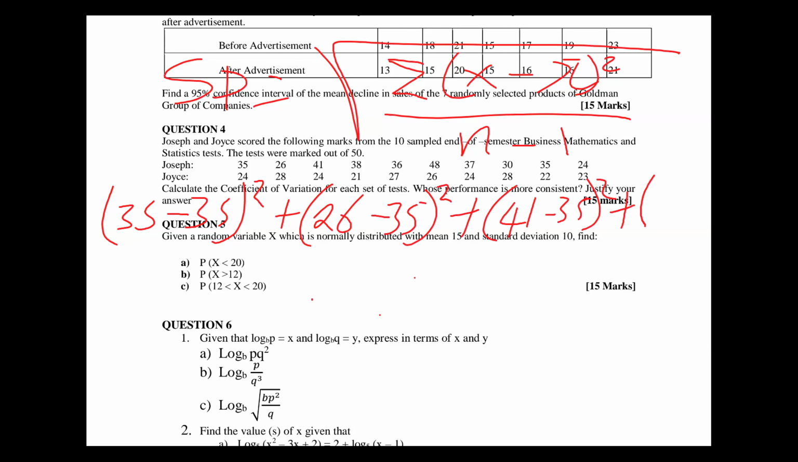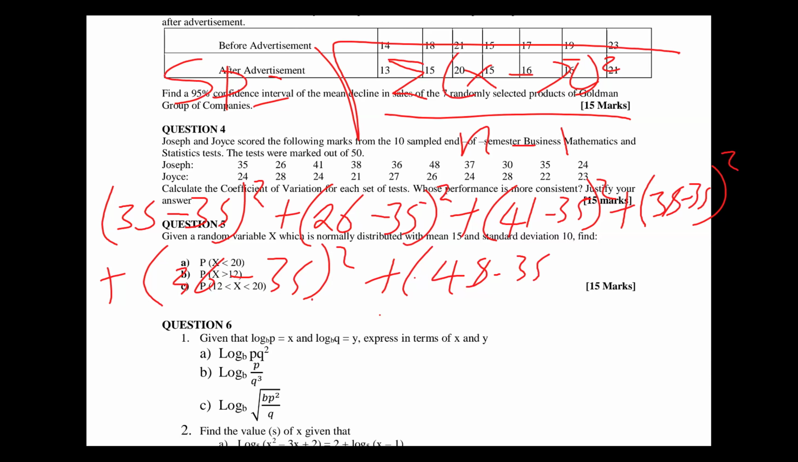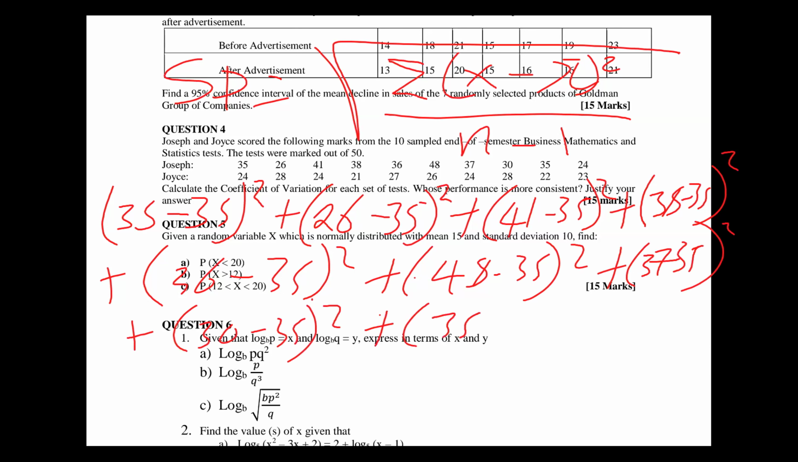What else? 38 minus 35, you square that, plus 36 minus 35, you square that, plus 48 minus 35, you square that, plus 37 minus 35, you square that, plus 30 minus 35, you square that, plus 35 minus 35, you square that, plus 24, the last one, minus 35.